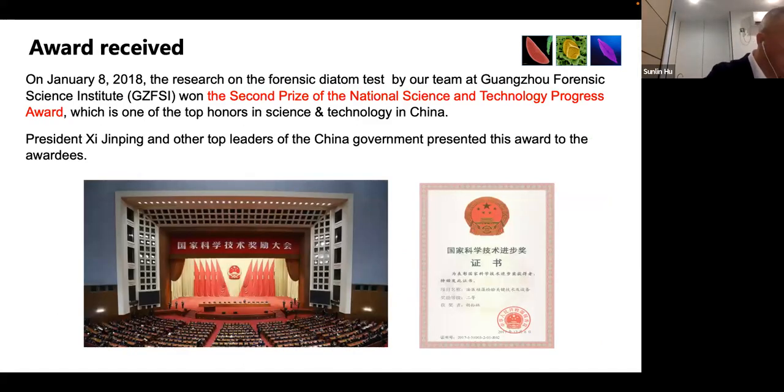In 2018, the invention of this method and a series of related research by our team at the Guangzhou Forensic Science Institute won the second prize of the National Science and Technology Progress Award, which is one of the highest honors in science and technology in China.